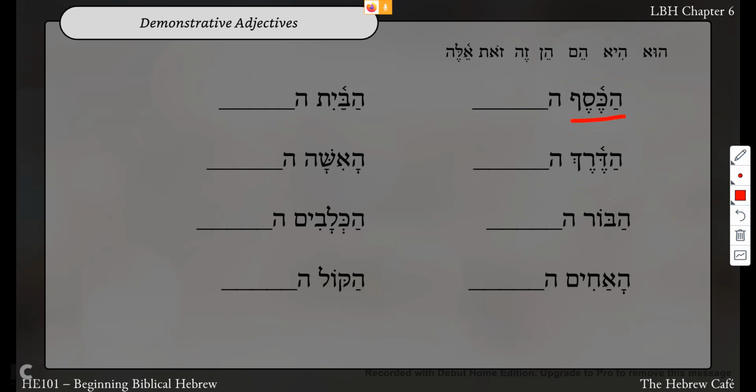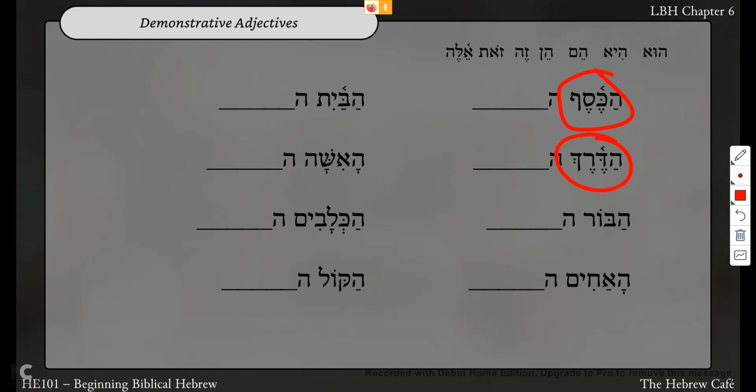Do you remember? I think feminine. I'm not sure. It's masculine. Kesef is masculine. So remember, money is manly. The next one, the vowel pointing is exactly the same.